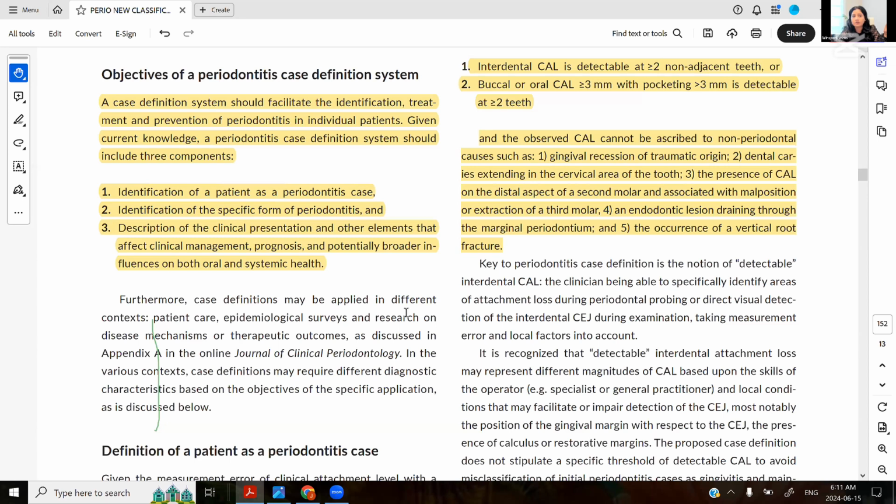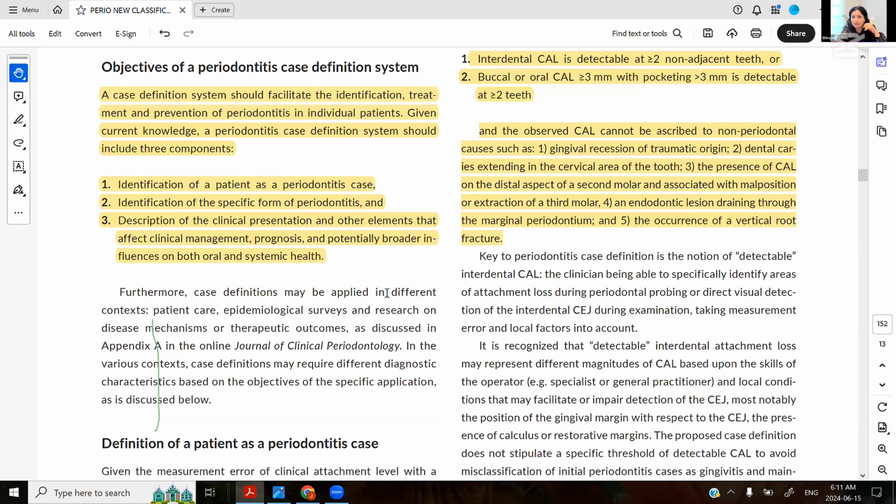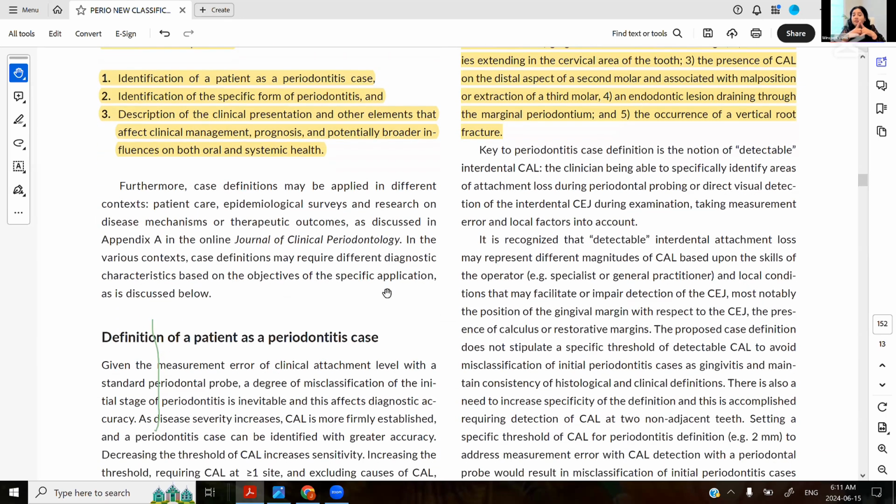At the end of this lecture today, you will have full knowledge to look at any history and identify those, right? So you'll identify the patient as a periodontitis case, identify the specific form of periodontitis, and then the description of the clinical presentation and the other elements that will affect the clinical management, prognosis, and potentially broader influences on both oral and systemic health. Because periodontitis is not just affected by the systemic situation. It also, vice versa, affects the systemic situation.